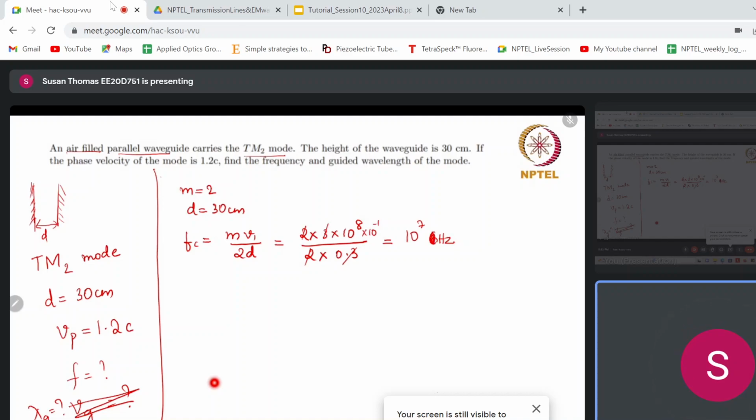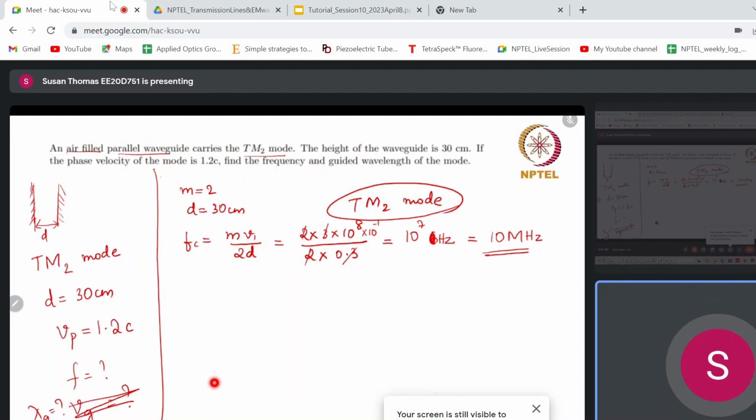So we can write it as 10 megahertz. That is your cutoff frequency for the TM2 mode. This is the cutoff frequency of the TM2 mode.